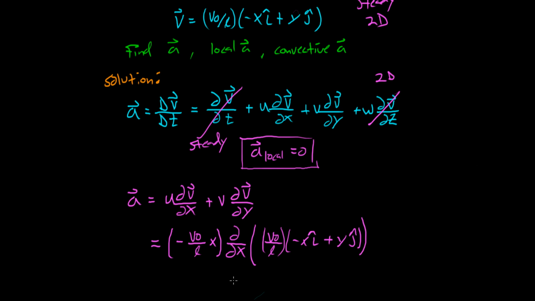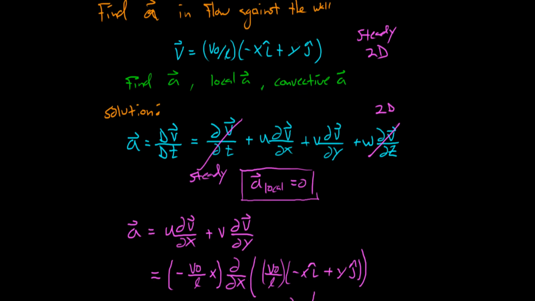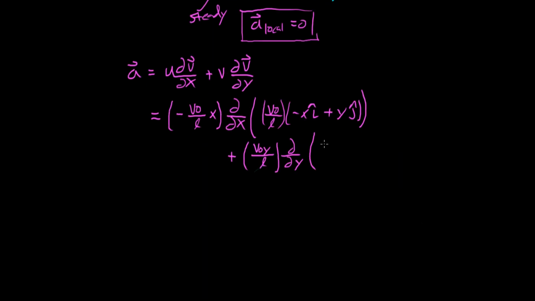And we're going to add to that v dv dy. So v is the y component of this, which is going to be v0 y over L. So we distribute that through. And then d by dy of the entire vector, which is written right here. I'm going to scroll down so we can see it easier. Again, this is a derivative of the entire velocity vector, v0 over L times minus x i hat plus y j hat. So there we've subbed it in.